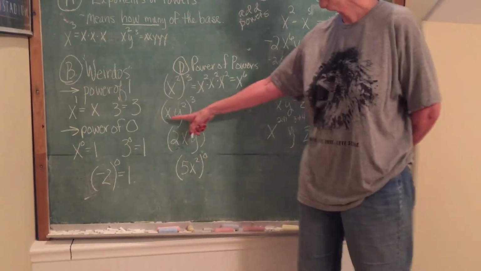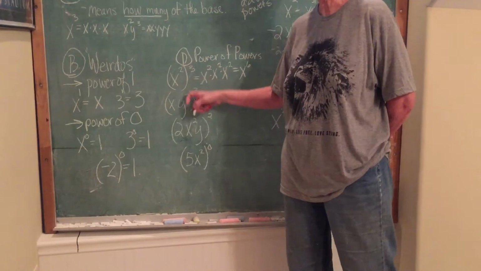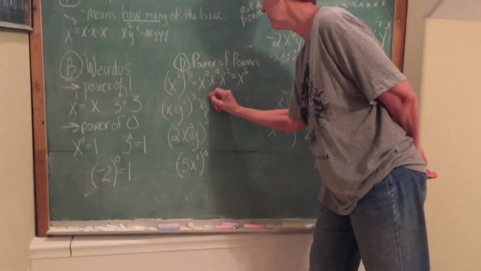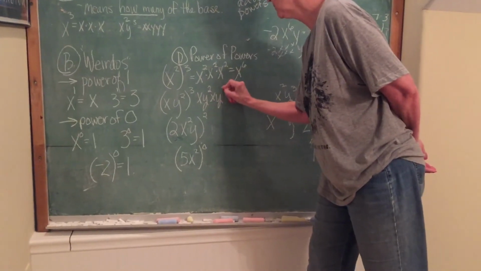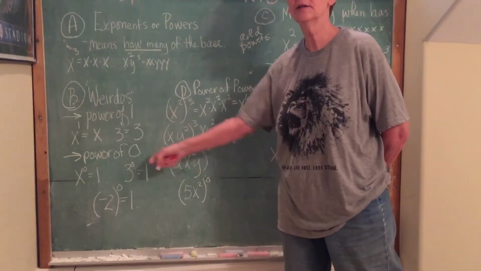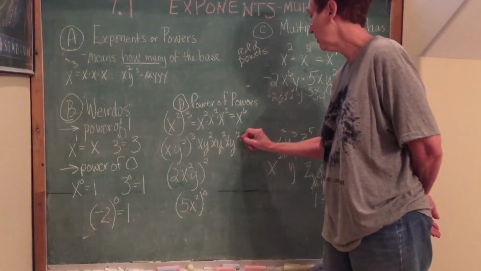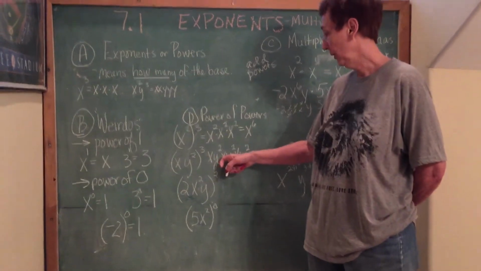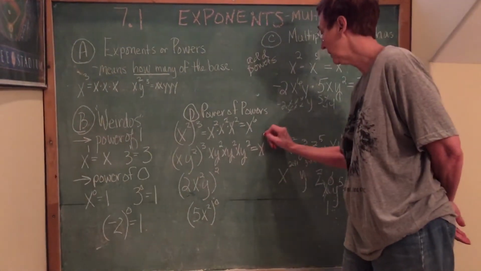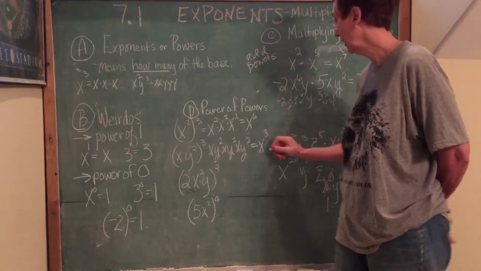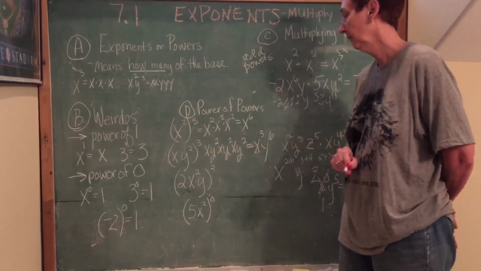If I have x, y squared, all in parentheses to the 3rd power, that means I want xy squared, xy squared, xy squared. I wanted 3 of all of the stuff that's in the parentheses. So when I do that, I'm going to put my x's all together. I got 1 of them here, 1 of them there, and 1 of them there. That gives me 3 of them. And for my y's, I've got 2 here, 2 there, 2 there. That gives me 6.